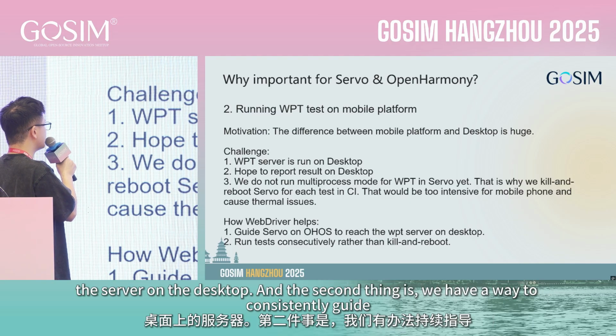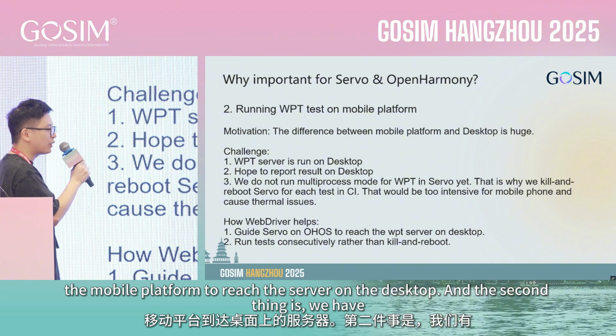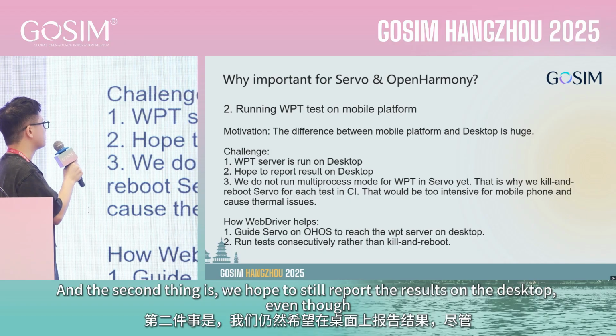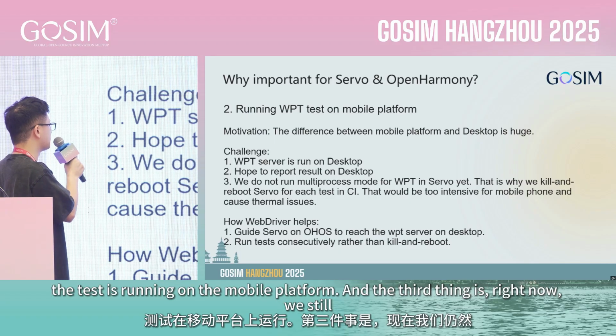So the first thing is, the WPT server is normally run on the desktop, and we want to run on the mobile platform. So we want a way to consistently guide the mobile platform to reach the server on the desktop. And the second thing is we hope to still report the result on desktop, even though the test is running on the mobile platform.